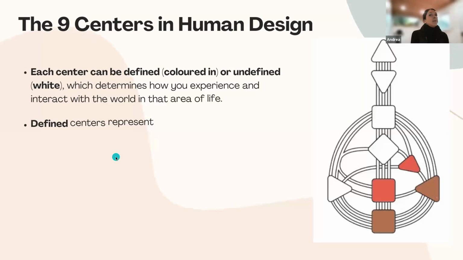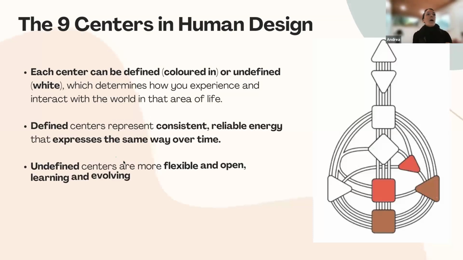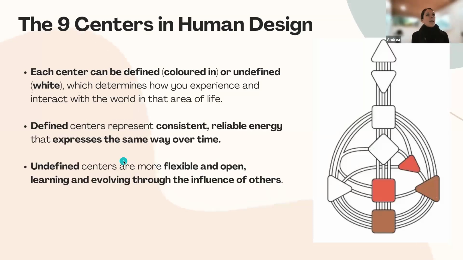Okay, so as I was saying, we can have centers that are colored in or blank, white. When they're colored in, we refer to it as being defined. And when it's uncolored or white, we call it undefined. Defined centers represent consistent, reliable energy that expresses the same way over time. The way I learned this concept is that when we have that energy center filled in, colored in, we have a consistent way of acting through that center.